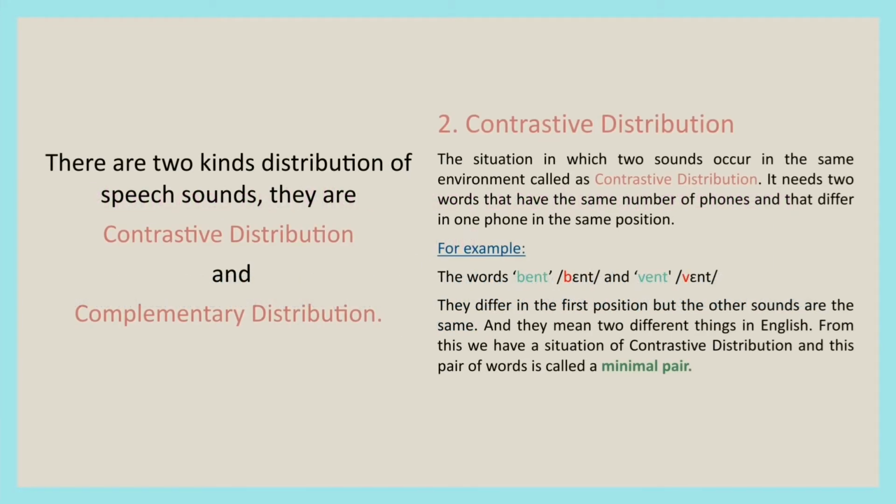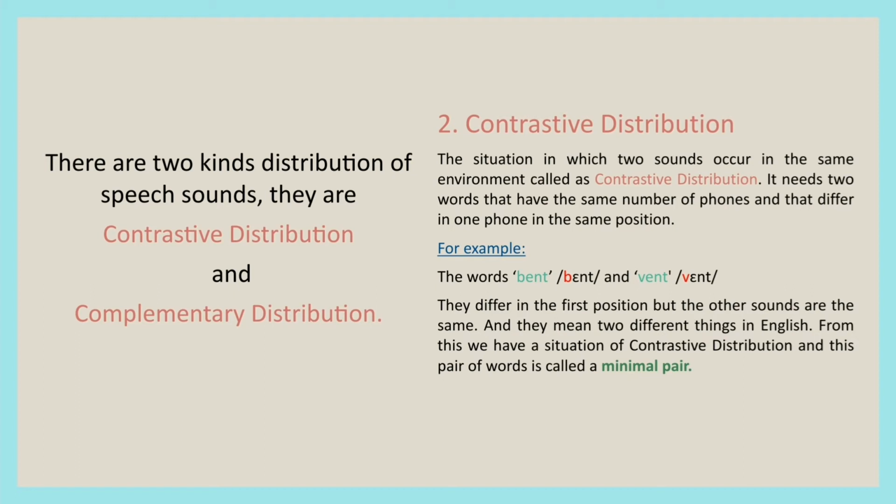There are 2 kinds of distribution of speech sounds. There are contrastive distribution and complementary distribution. First, contrastive distribution. The situation in which 2 sounds occur in the same environment is called contrastive distribution. Distribution refers to the set of phonetic environments in which a phone occurs.